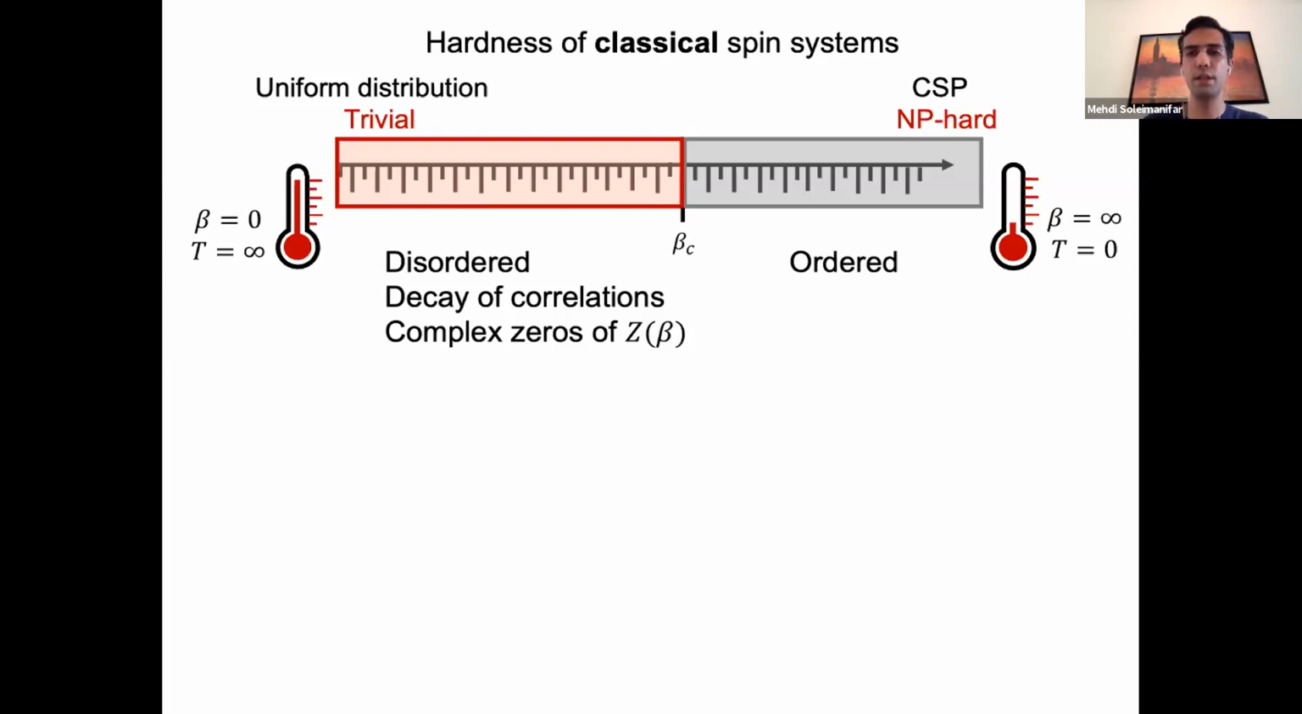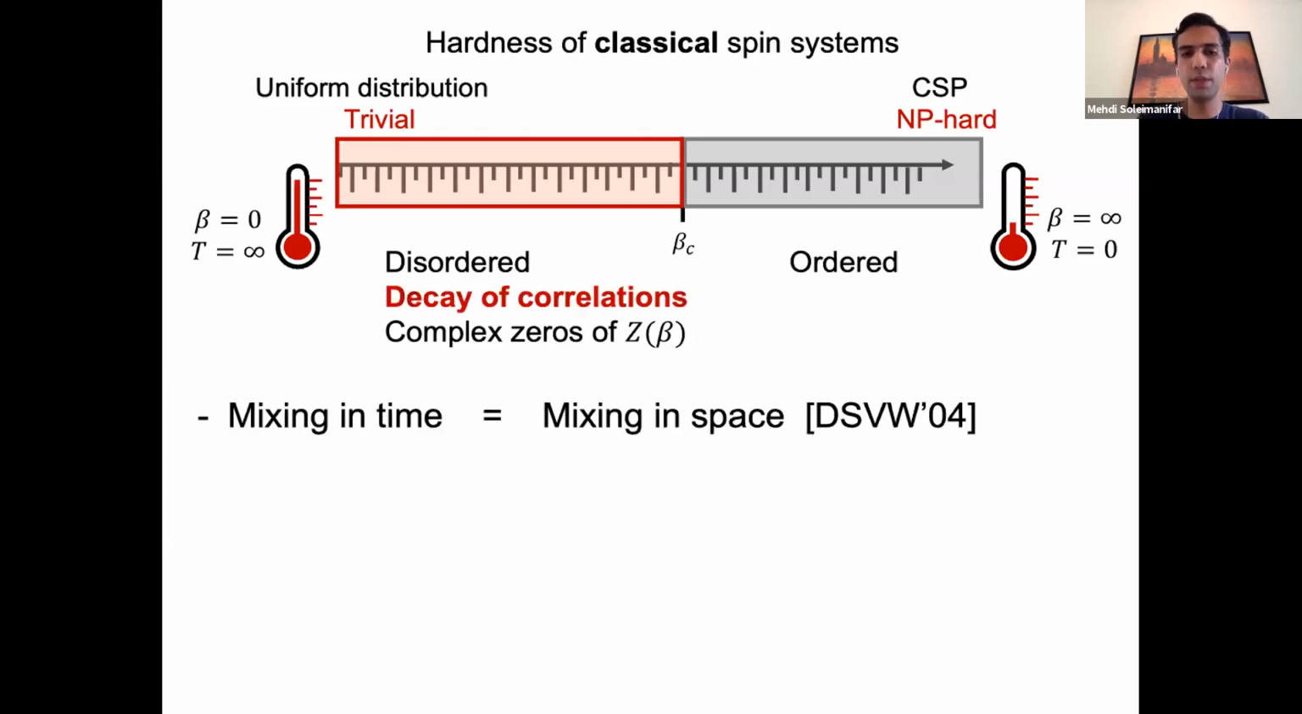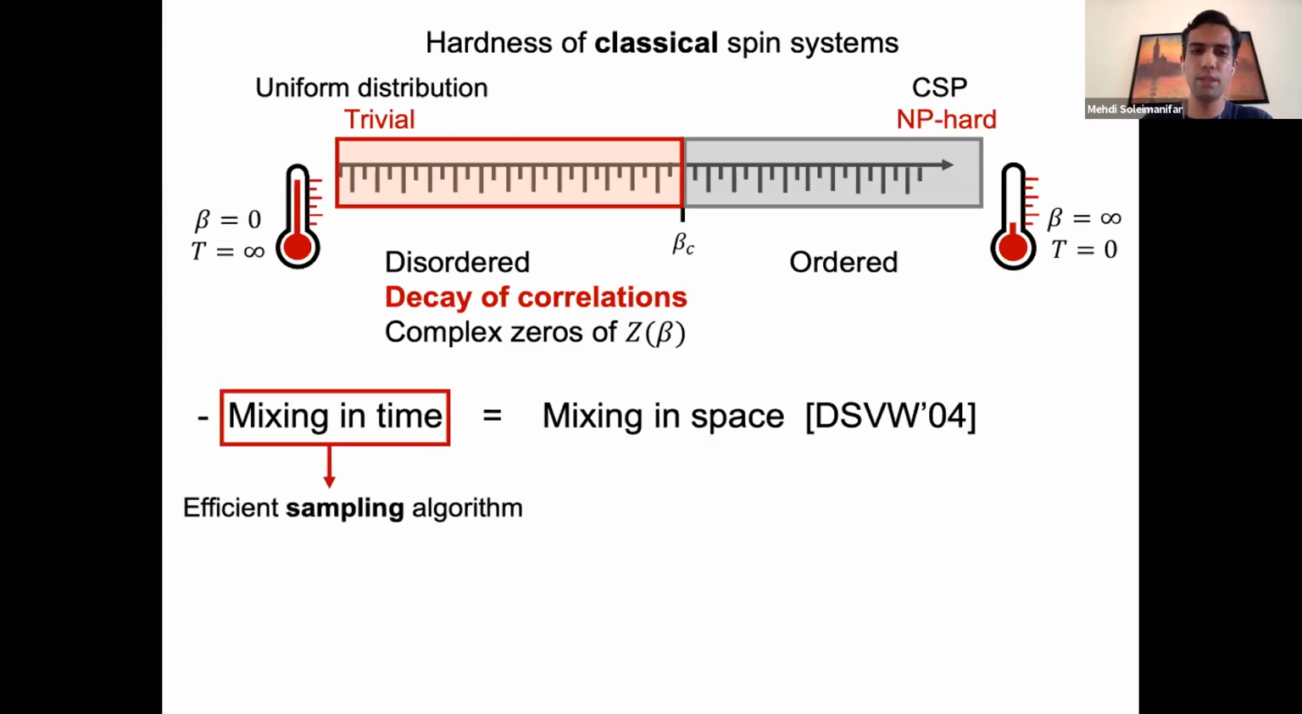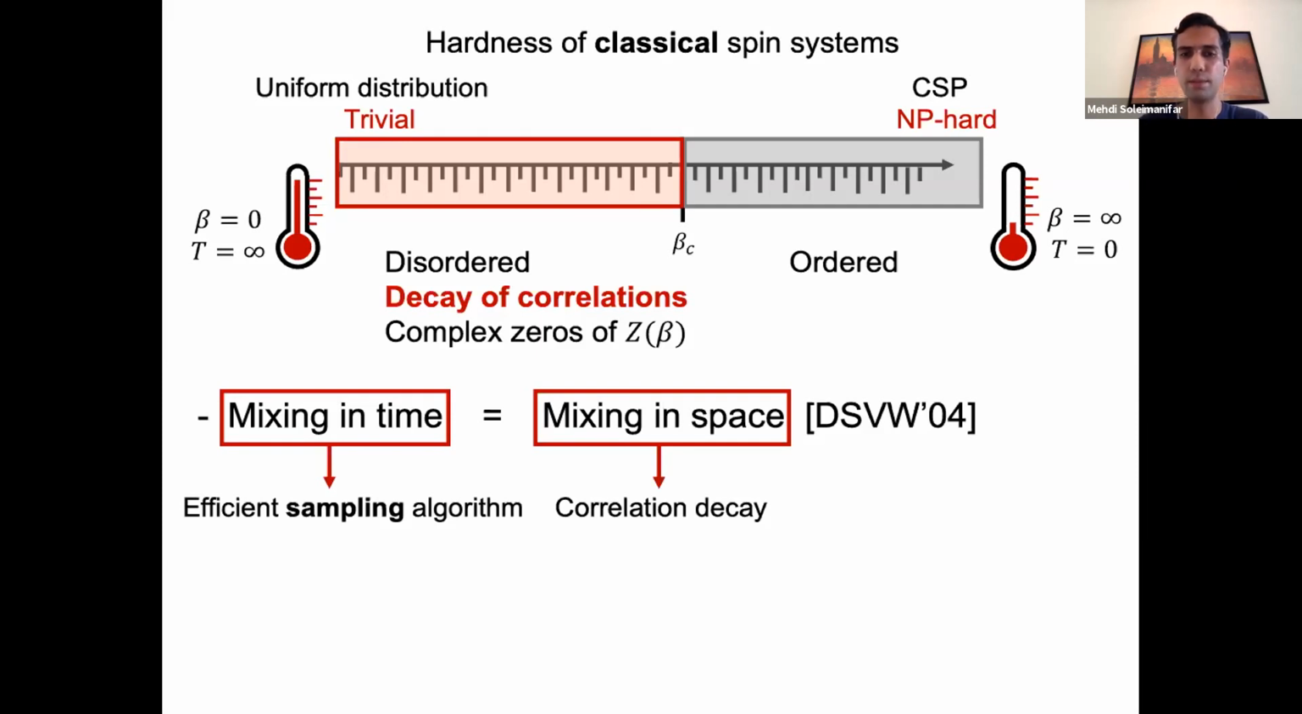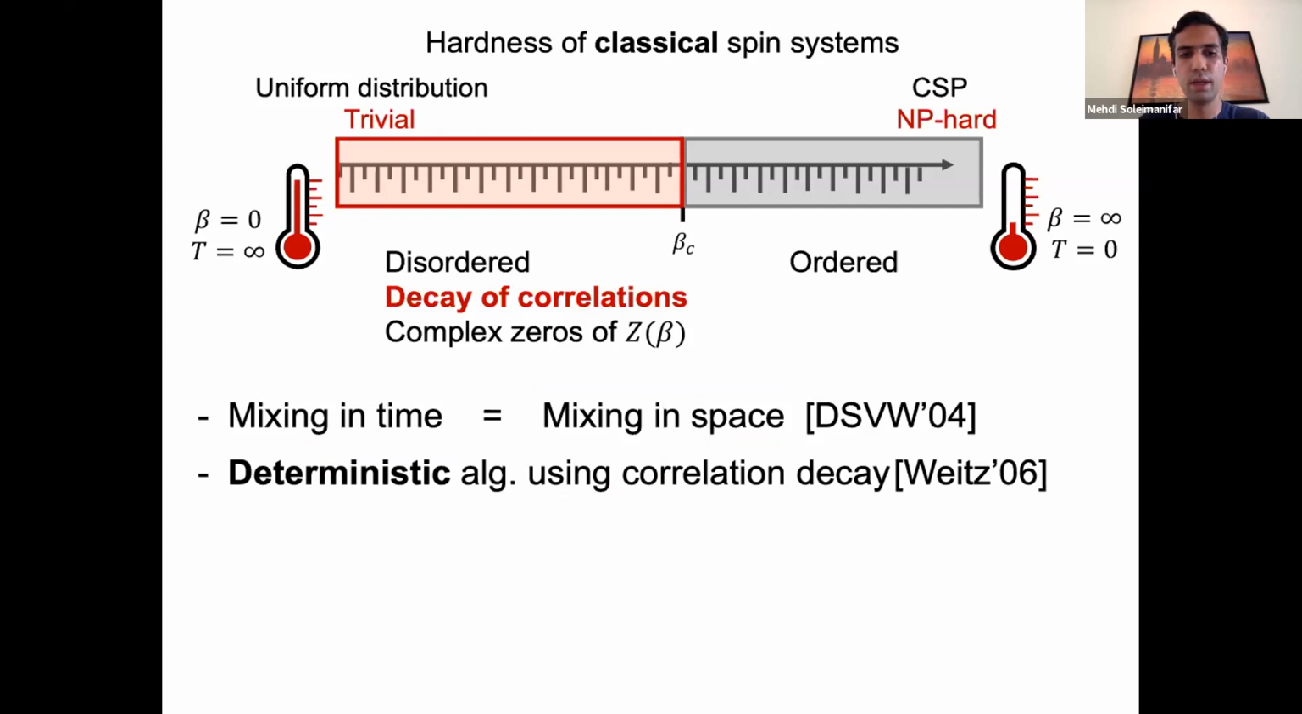So this picture of physical phase transition is closely related to the transition in computational hardness. For example, we know that mixing in time is equivalent to mixing in space, where mixing in time means there are efficient Markov chain Monte Carlo algorithms to sample from the Gibbs distribution and estimate the partition function. And mixing in space just means you have exponential decay of correlations in the system. So if you assume one of them, then you get the other one, which is what happens in the high temperature phase depicted above. We also have direct ways of getting deterministic algorithms by using the correlation decay.